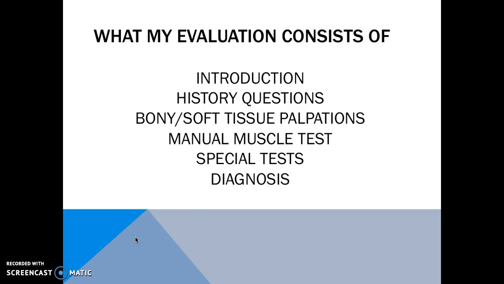So I just listed off my steps I usually take. I start off with introducing myself because I've only been at this high school for 2 months, so not all the athletes know me. And then I take the athlete through a series of history questions and try to figure out how the injury happened and more about the injury itself. And then I go to palpation, so I feel around, see if I feel anything weird, and then move on to manual muscle tests, special tests, and then a diagnosis. So I'm going to go through step by step and talk to you about why it's important for each step.